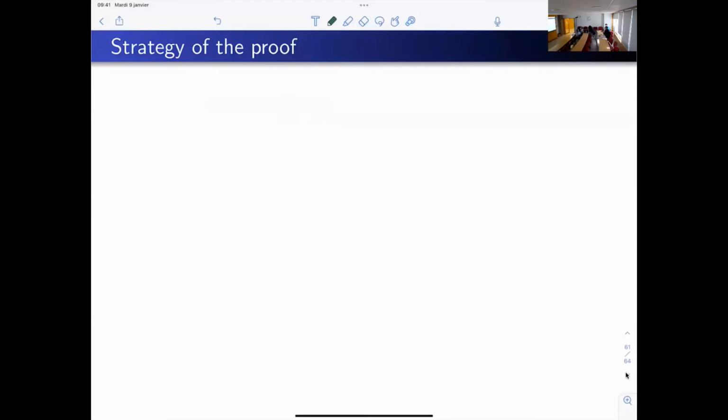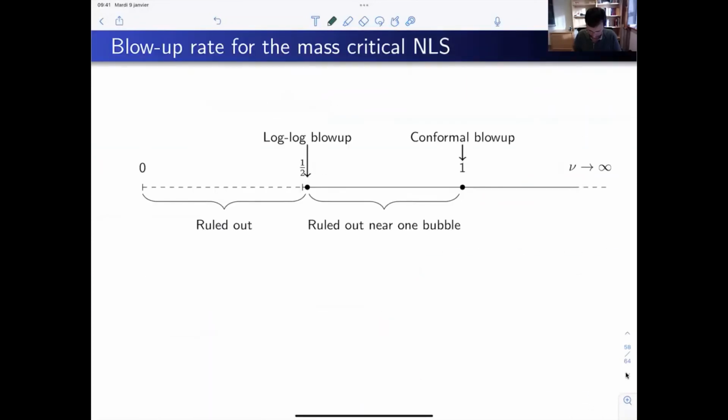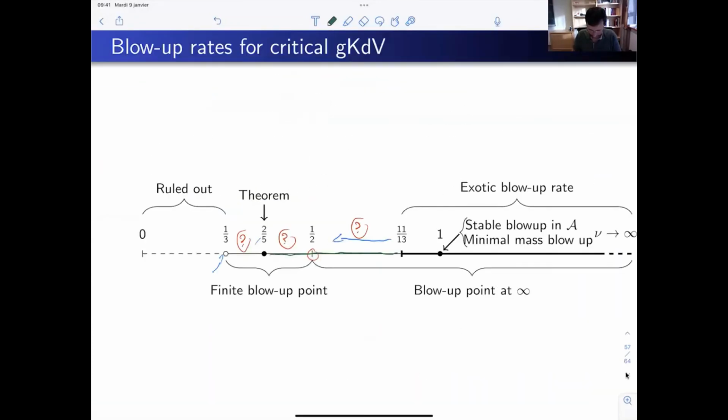Didier, may I interrupt you? Yeah, please. Okay, so it's about the picture on the gKdV case. So, is the 2/5 stable or unstable?